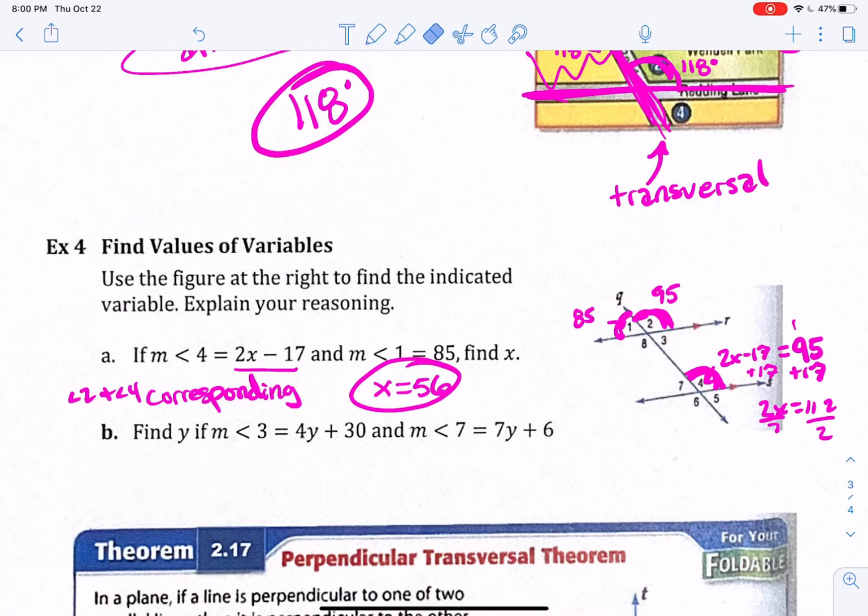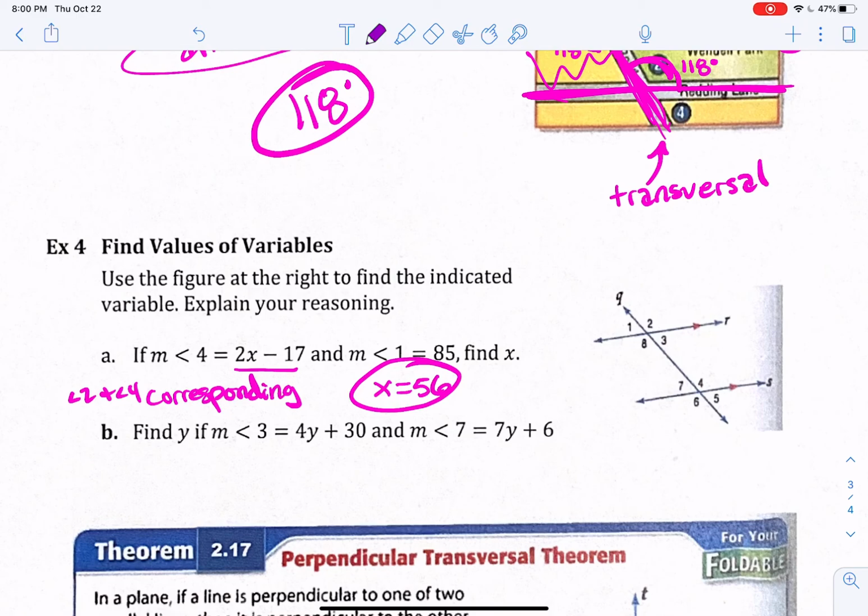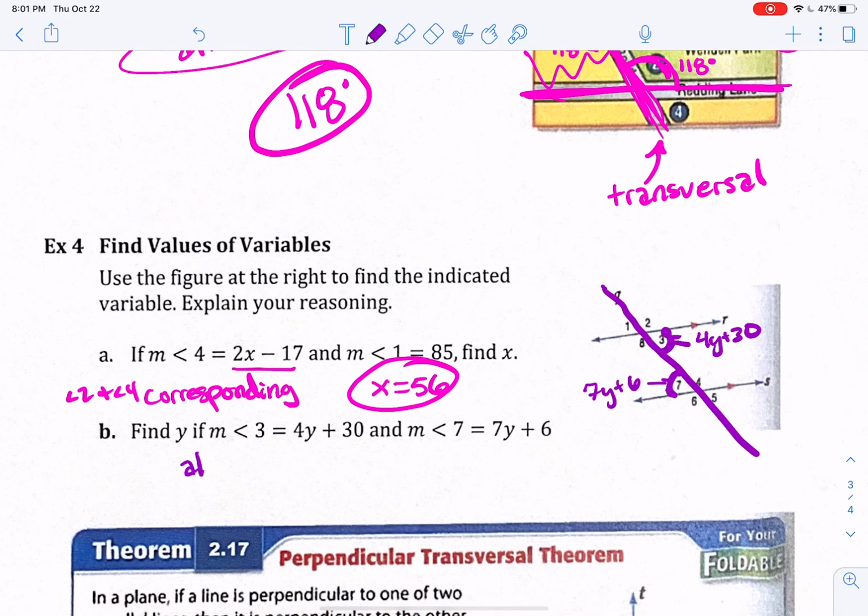Okay, I'm going to erase so I can do part B. Part B, find y if the measure of angle 3, this one here, is 4y plus 30, and the measure of angle 7 is 7y plus 6. So angle 3 and angle 7, what do those have in relationship to each other? Here's my transversal. They are on opposite sides of the transversal, so alternate, and they are interior angles because they're on the inside of this little lane right here. So when they're alternate interior angles, that means they're the same measure.